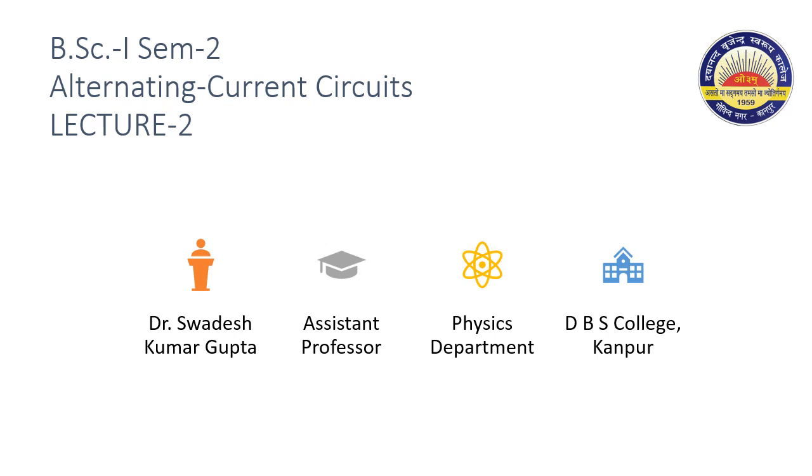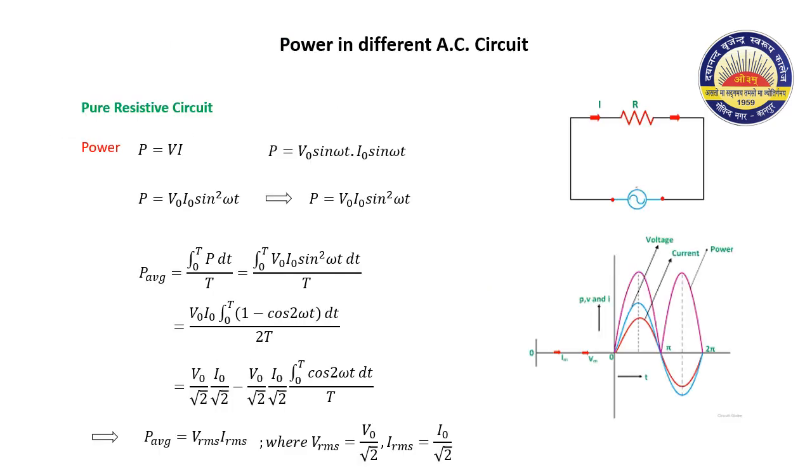Students, in this lecture 2, I will start with the power in the different AC circuits. So first coming to the pure resistive circuit. As we learned in the previous lecture, the voltage V is equal to V naught sin omega t and I is equal to I naught sin omega t in the resistive circuit.